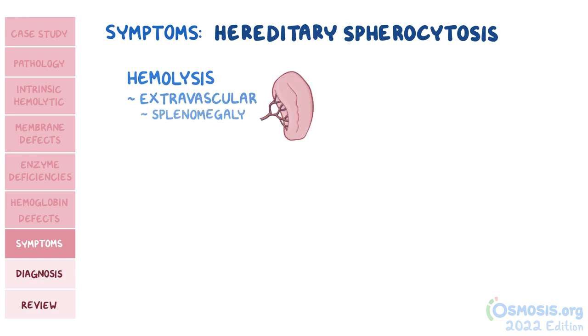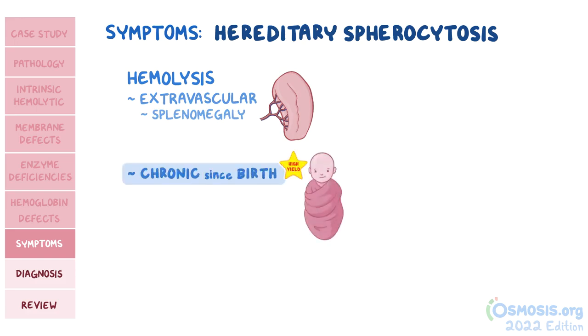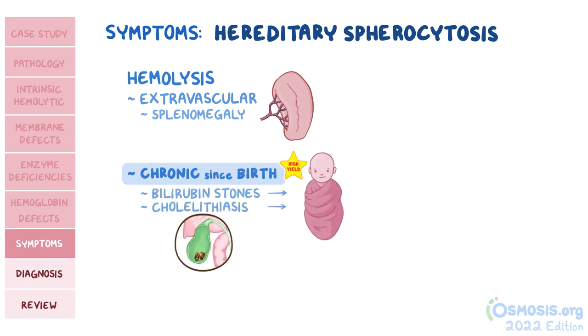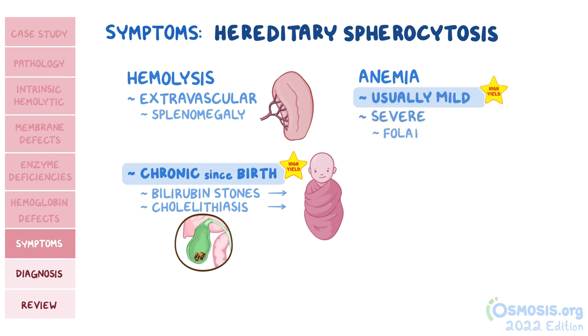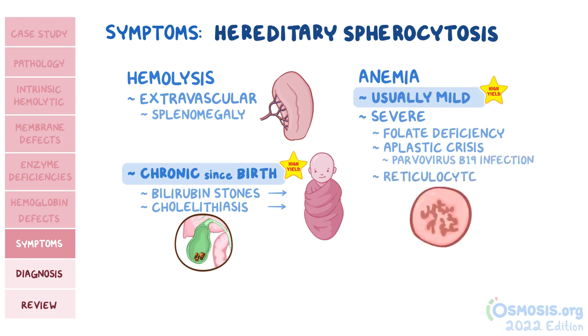For your exams, remember that individuals with hereditary spherocytosis have chronic hemolysis since birth, and thus they can develop bilirubin stones and cholelithiasis at an early age. Another important fact to remember is that anemia is usually mild, but can be severe if there is folate deficiency or aplastic crisis due to parvovirus B19 infection. In this case, reticulocyte count will be low.